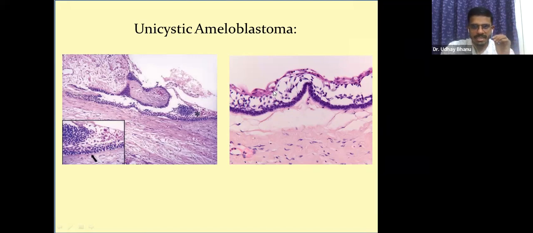And you can also see the stellate reticulum-like cells lining the neoplastic cells. So this is what will give you a clue about the possible diagnosis of a unicystic ameloblastoma.